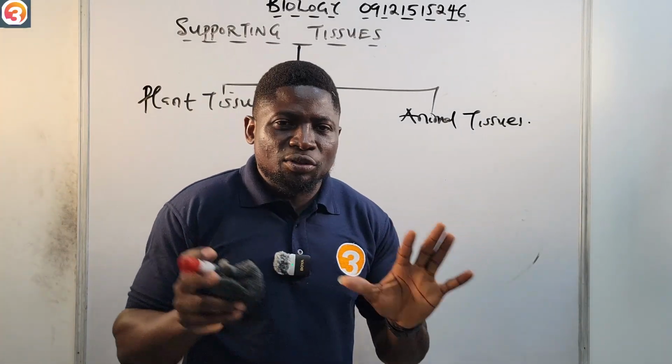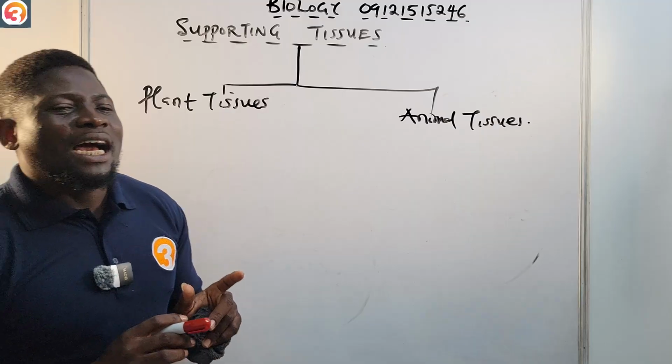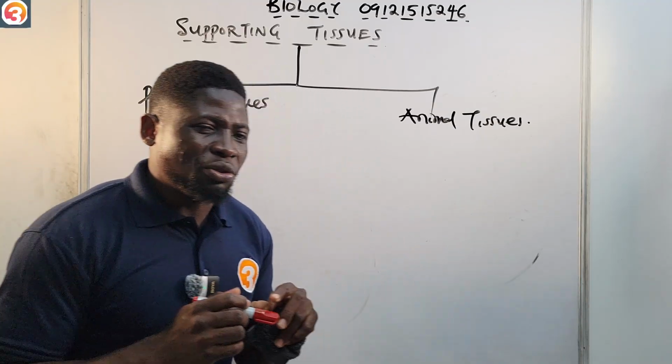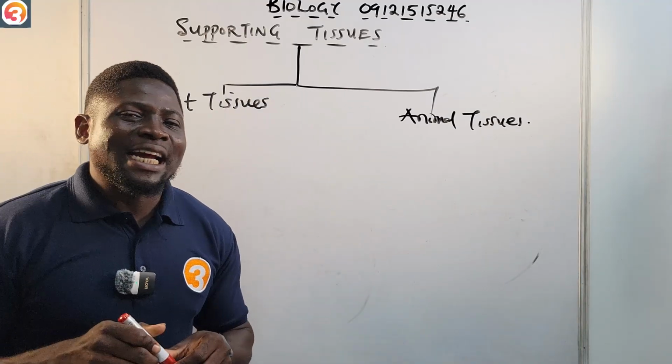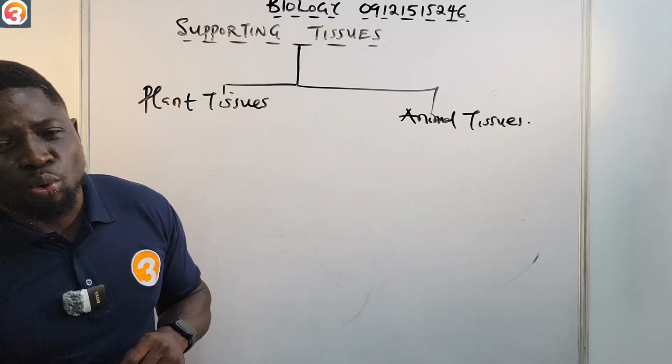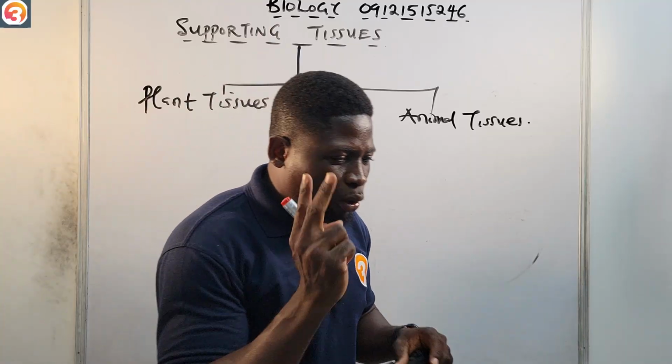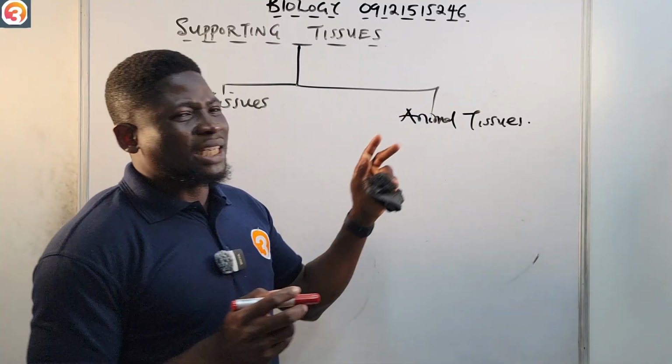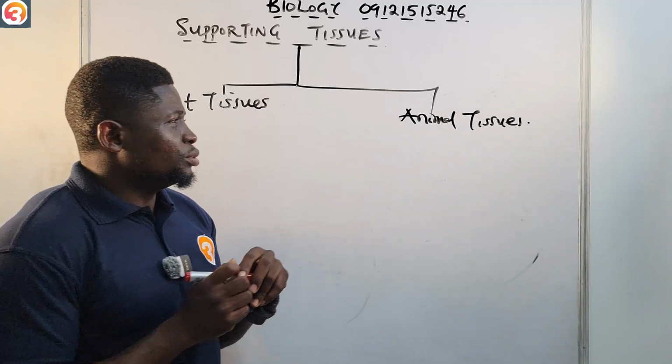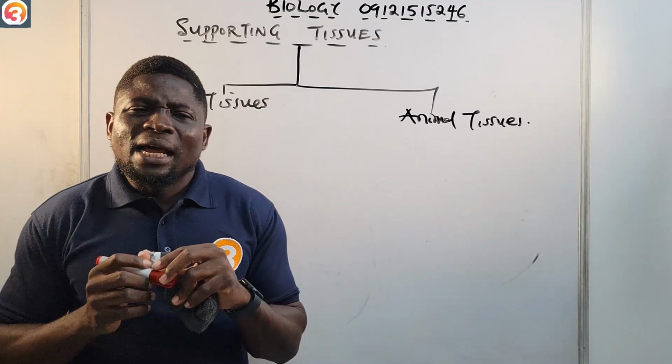So tissues are divided into two: plant tissues and what? Animal tissues. Okay, if you do not get that, I'll go over it again. I said that tissues are divided into two: plant tissues and animal tissues. Now, what are plant tissues?